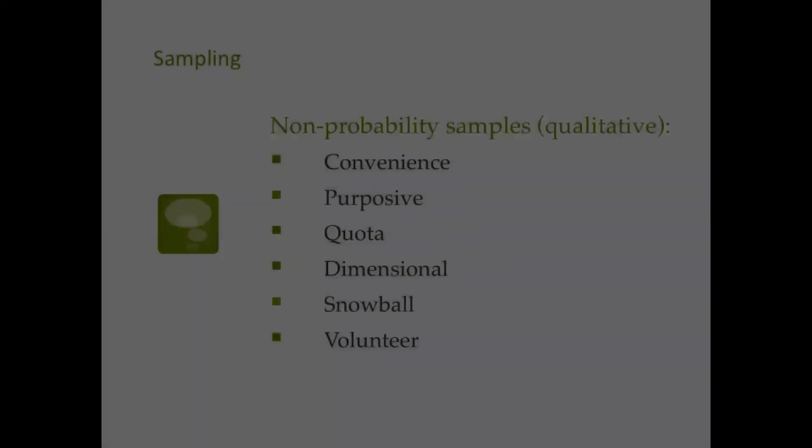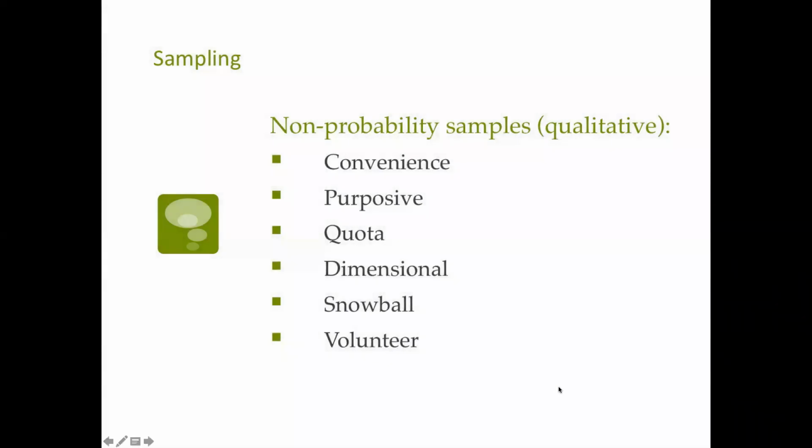So those are 6 types of sampling that we might use in qualitative research. And all of them are perfectly fine. They just need to be justified based on your research that you're trying to do, your research questions, and very clearly explained in your proposal or in the methodology section of a paper that you write.